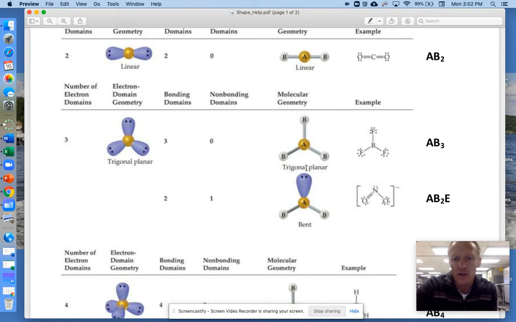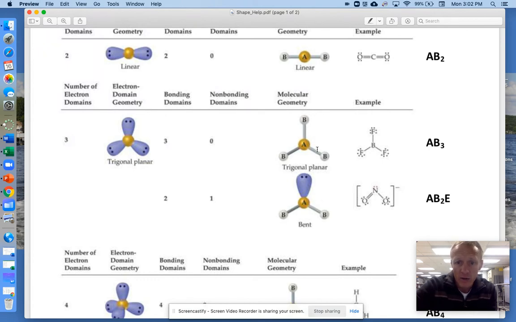If we replace one of these bonded elements with an unshared pair, so now we have, for example, a bonded element, bonded element, and an unshared pair. Your electron geometry, there's still three electron pairs around the central element. So your electron geometry is still trigonal planar, but your molecular geometry, which just takes into account the atoms themselves that are bonded, would be bent.